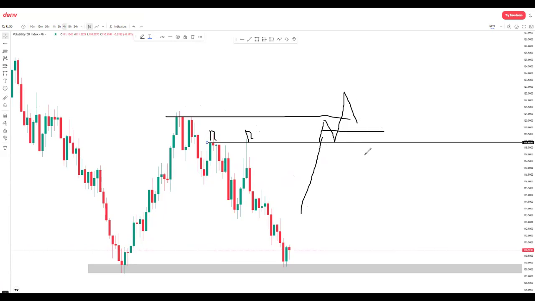These are the main reasons why we trade support and resistance. It is because of our understanding that when the market leaves something behind, they will definitely come for it. They will definitely come for it.